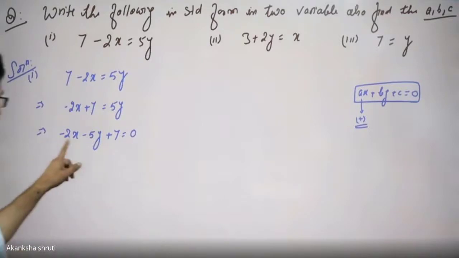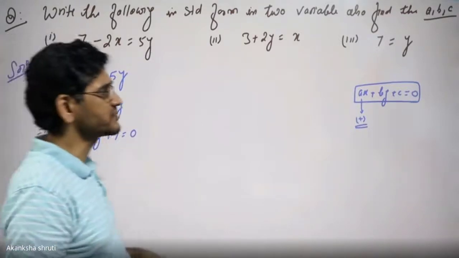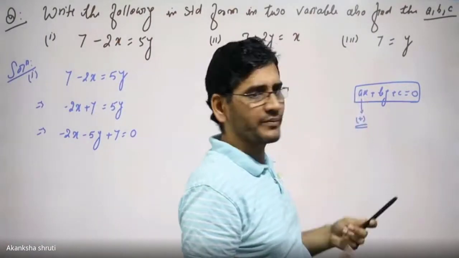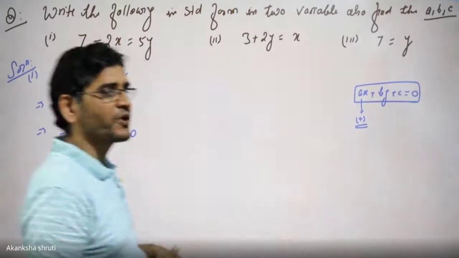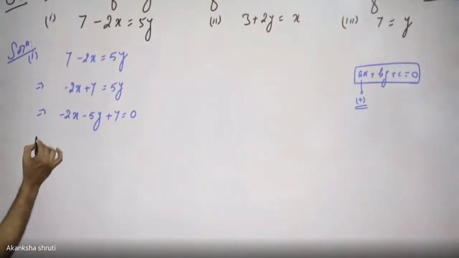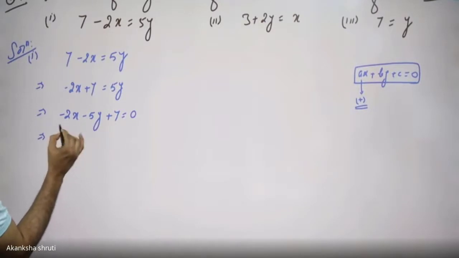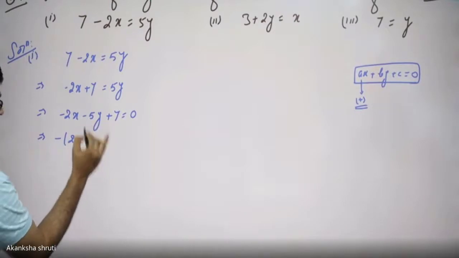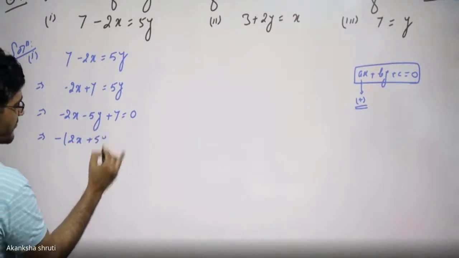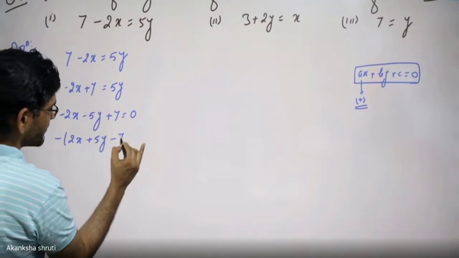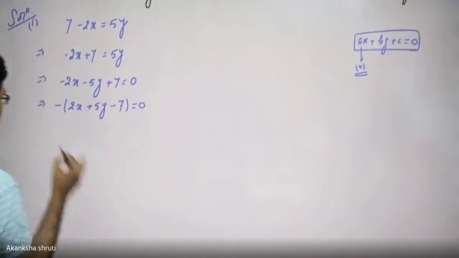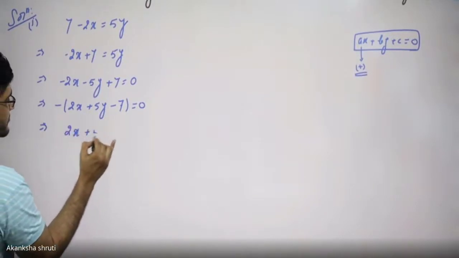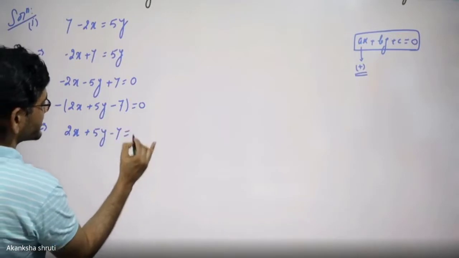Do not just compare this for the ABC, because I had explained here, this ax, the first term, is always taken with a positive coefficient. Means the minus can be taken outside. If we take the minus outside, it is like 2x, then this sign will change. Plus of 5y, this sign will also change. Minus of 7 is equal to 0. Therefore, multiplying both sides by minus 1, it will turn into 2x plus 5y minus 7 is equal to 0.